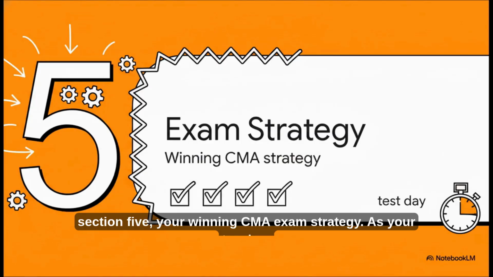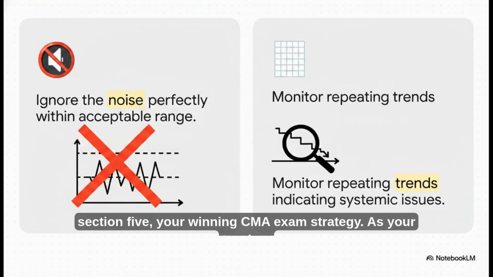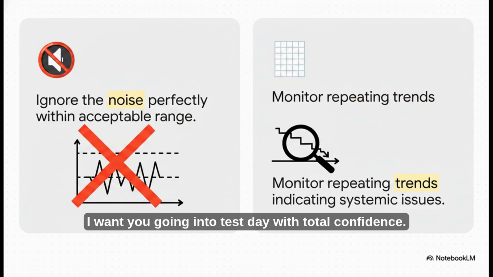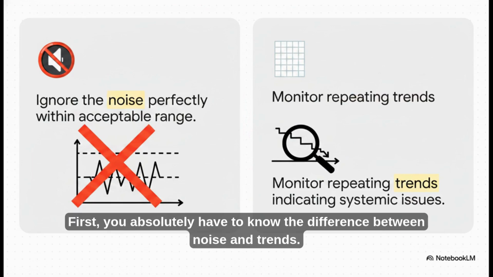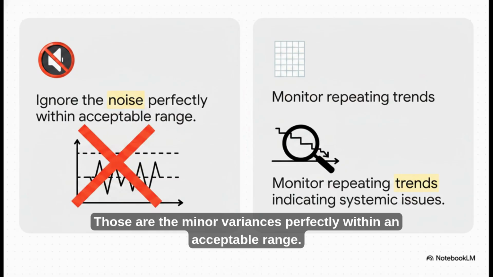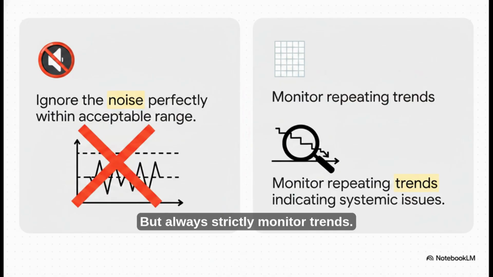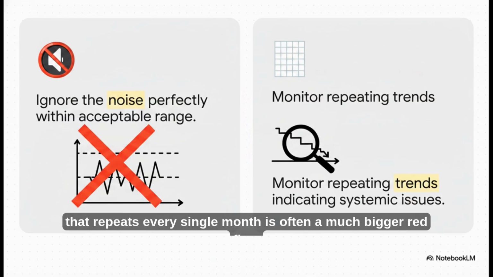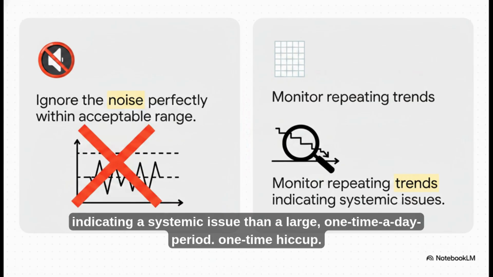And finally, Section 5, your winning CMA exam strategy. As your teacher, I want you going into test day with total confidence. First, you absolutely have to know the difference between noise and trends. Ignore the noise. Those are the minor variances perfectly within an acceptable range. But always strictly monitor trends. A small, seemingly insignificant variance that repeats every single month is often a much bigger red flag, indicating a systemic issue than a large, one-time hiccup.